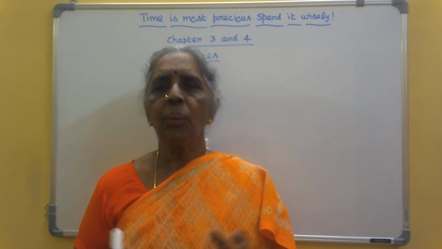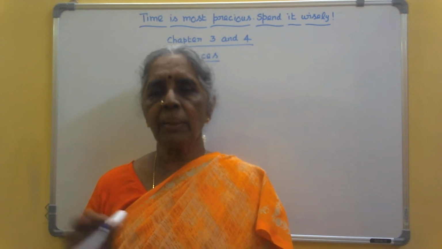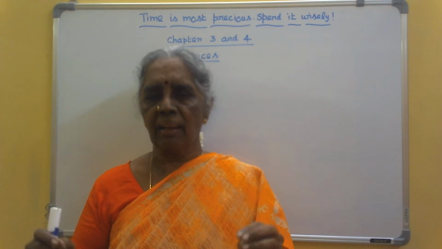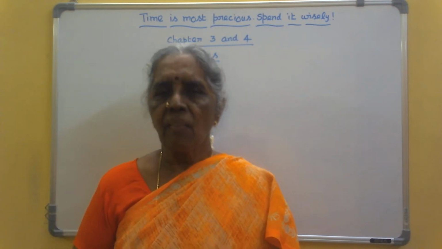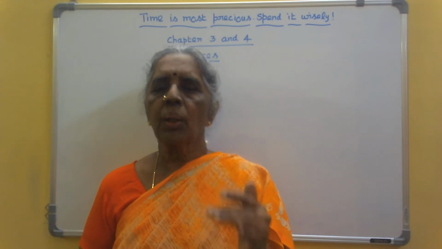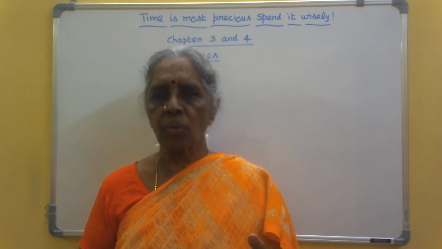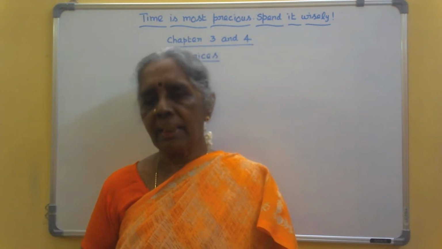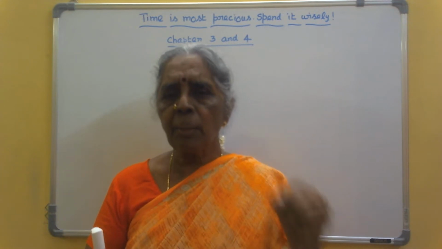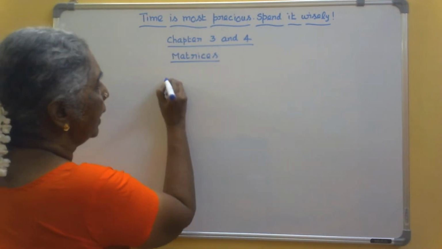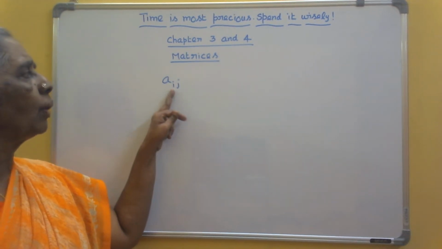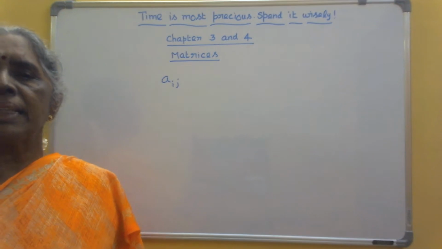A matrix is represented by a capital letter, and how many rows and columns there are is called the order of the matrix. For example, if a matrix has m rows and n columns, the order of the matrix is m cross n. You will read it as m by n. Each element of a matrix is denoted by small a_ij. It means the element belonging to the ith row, jth column.